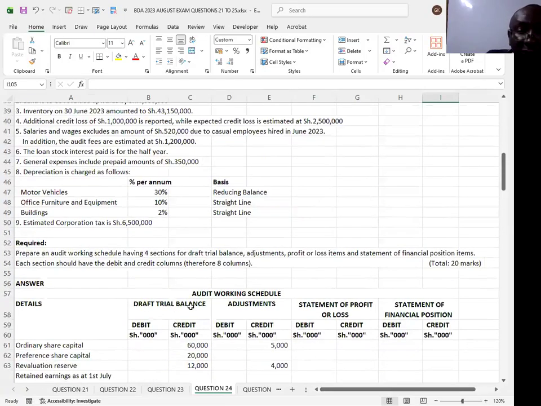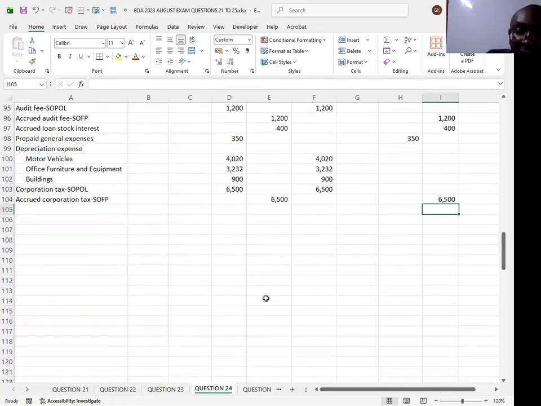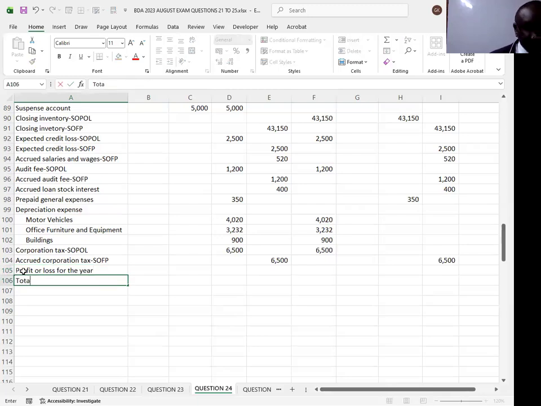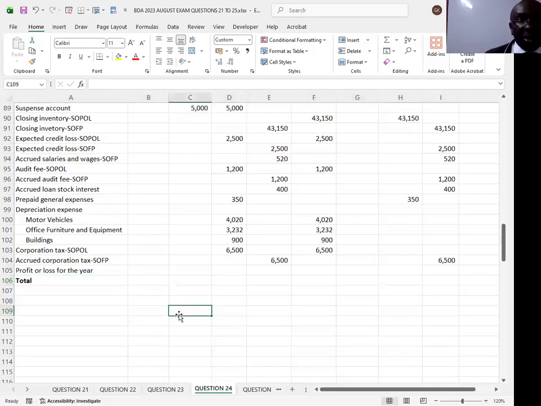So we are done with the additional information. So once you are done, you know very well, we will have something else here called the retained profit or the profit for the year. So this one we call it profit or loss for the year. And with that now we shall have the total. So this total we can have it bold.